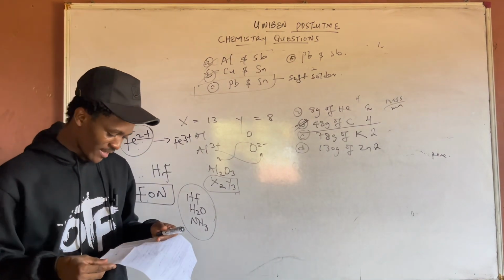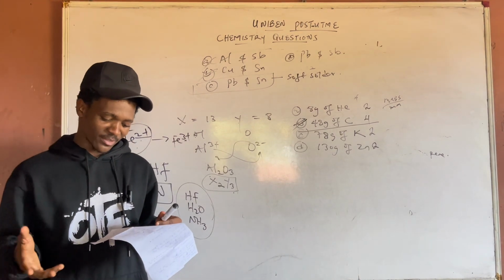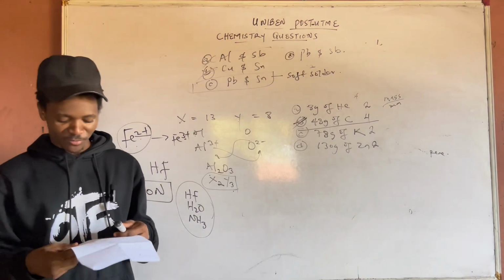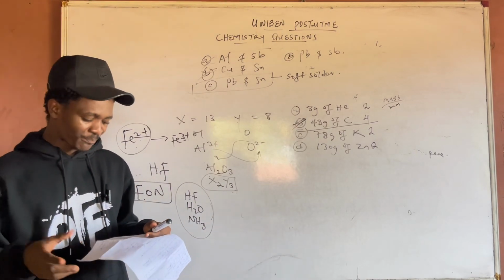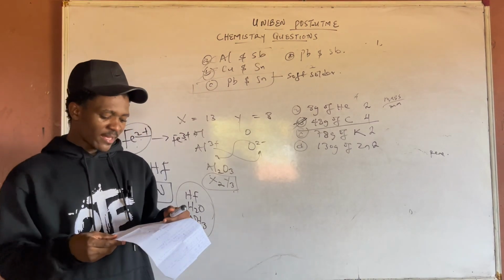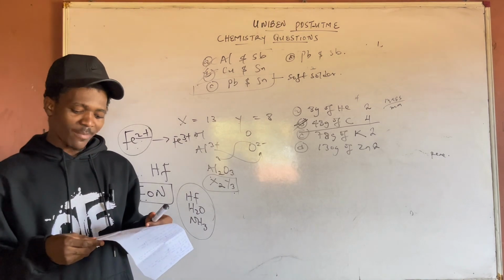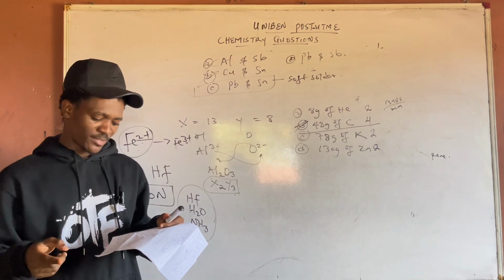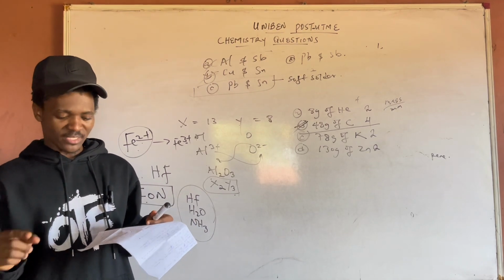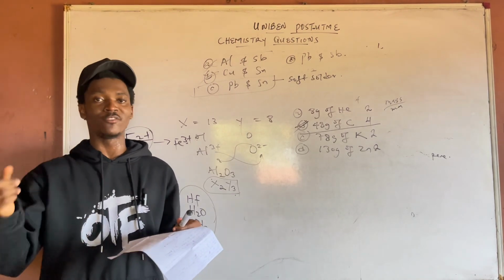Let's check the options. A, covalent bond. B, hydrogen bond. C, dative bond. D, electrovalent bond. So the answer is hydrogen bond. All right. Next question. A calcium atom and a calcium ion have the same dash. A, chemical properties. B, electronic structure. C, number of electrons. D, number of neutrons.